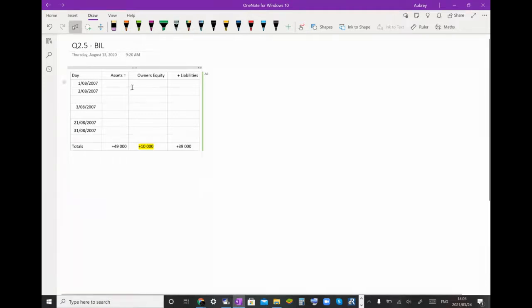So here we do actually need to jot that down. How is it going to affect our accounting equation? What is bank? That's an asset. So what are we going to do with our assets? Oh, sorry, let me zoom in here.